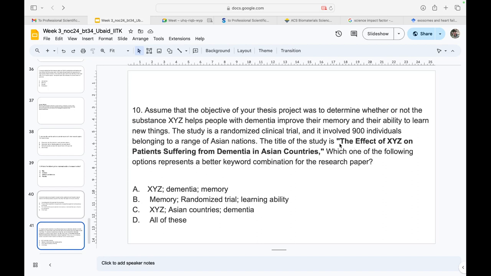But in the title you cannot put everything in there. For example, you are working on memory, it's a randomized trial, you are checking the learning ability. You cannot put everything in the title, then it will become too broad and too lengthy. So keywords help in that case. Someone searches for learning ability, memory, randomized trial, your paper will also be in the search even if these words are not in your title. So that is the importance of the keyword. You understood it now properly? Yes, sir, we have understood, sir.